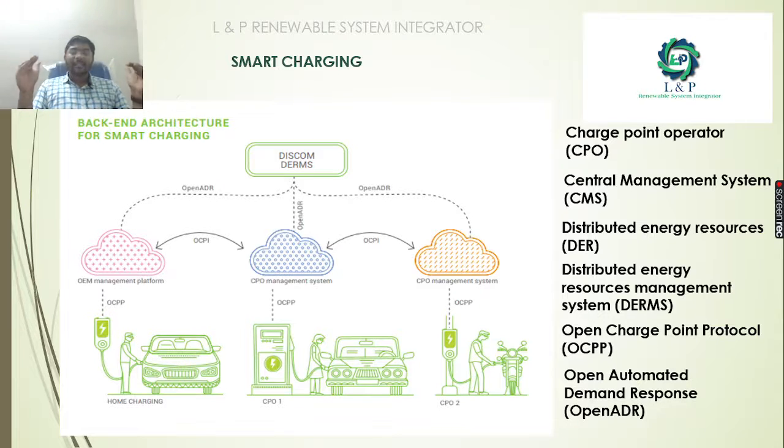So based on that demand, with support from the discom, we go to the charge point operators. From the charge point management systems, we get connected to OCPP, that is nothing but the open charge point protocol. If you're going for home charging, you can use this open charge point protocol, or if you're going for charging stations, there also you can use this methodology.